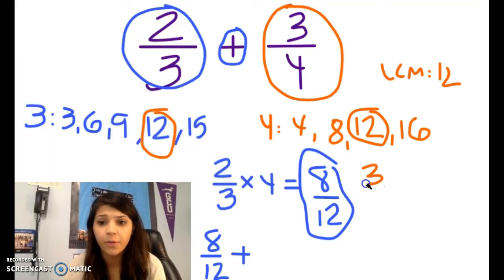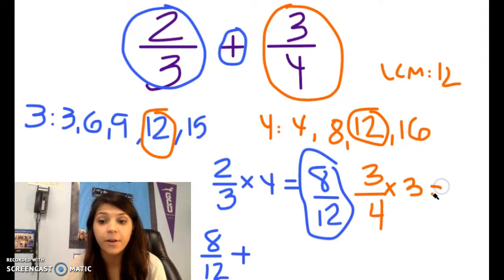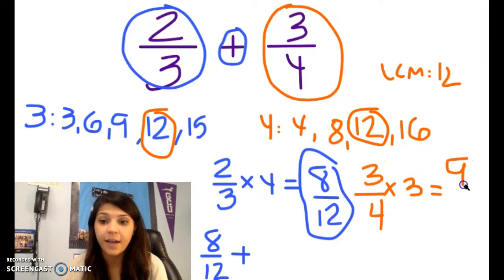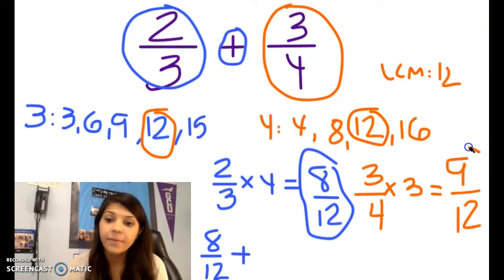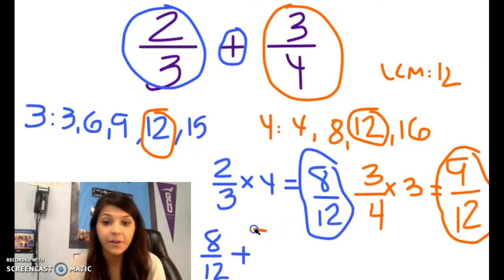So I'm going to go 3/4 times, and I have to multiply it by 3 because I know that 3 will give me that common bottom denominator of 12. So if I go 3 times 3, that'll give me 9 on the top. 3 times 4 is going to give me 12 at the bottom, and I'm going to circle it because this is now my new number that we're working with. And I'm going to come down here and write it like this, okay?